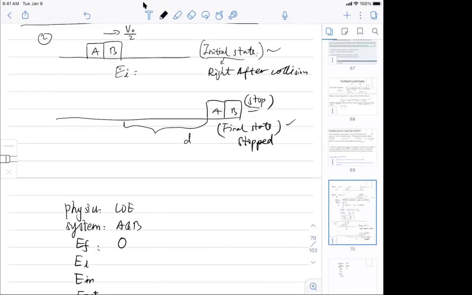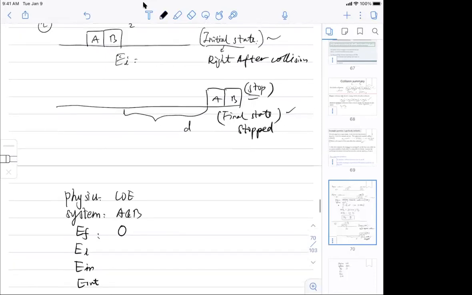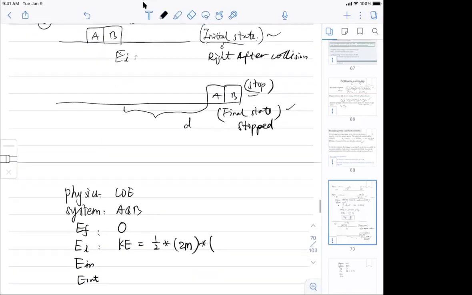Is it just kinetic energy, right? It's just the kinetic energy of A and B together. So it's 1/2 mass, A and B together is 2m, times velocity, A and B together moving with V naught over 2. Right? Everybody follows? Any questions so far?